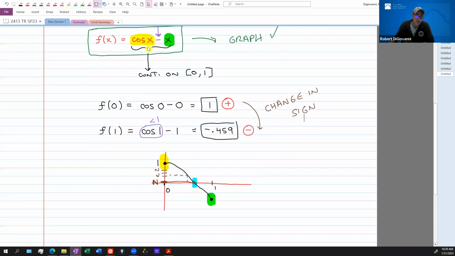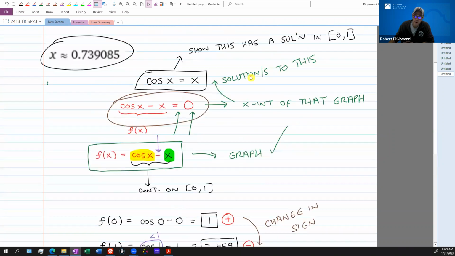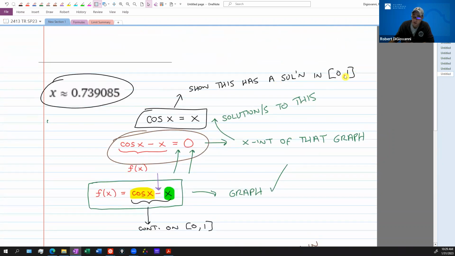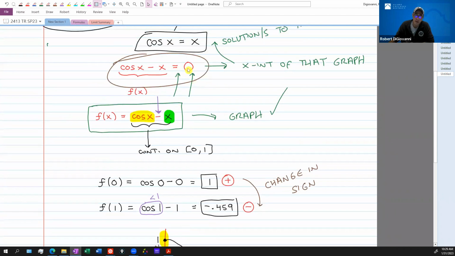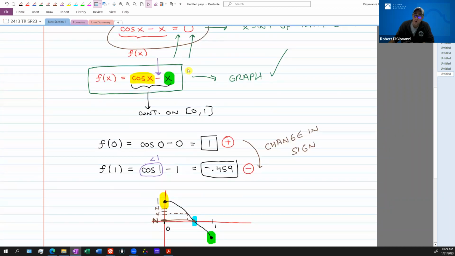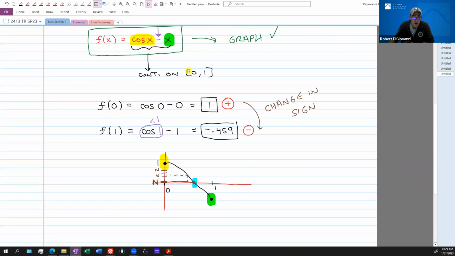We looked at the function and said it's continuous on that interval, because we were trying to show there's at least one solution here. So we plugged in the left endpoint, plugged in the right endpoint, and showed that there's a change in sign of those answers. As soon as we show there's a change in sign, we know that it must pass through 0, which means that there must be a solution to this equation. So I am done showing that there's at least one solution. The change in sign proves that to me.